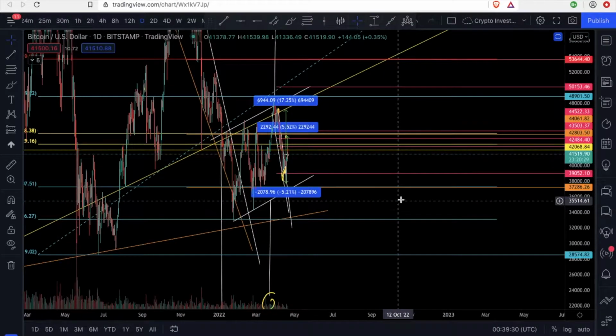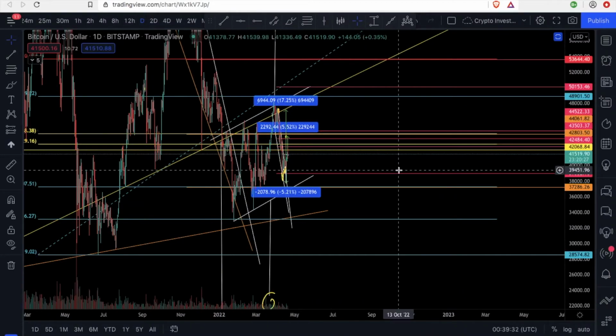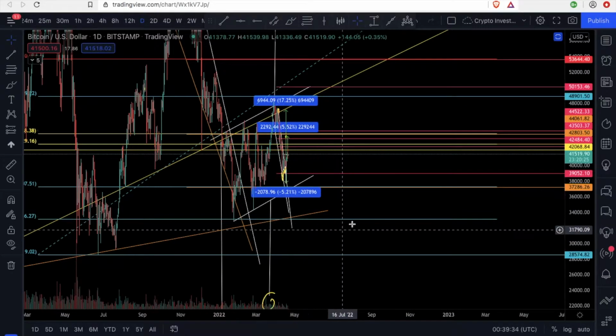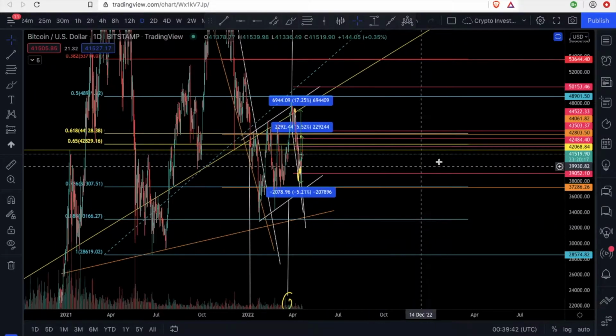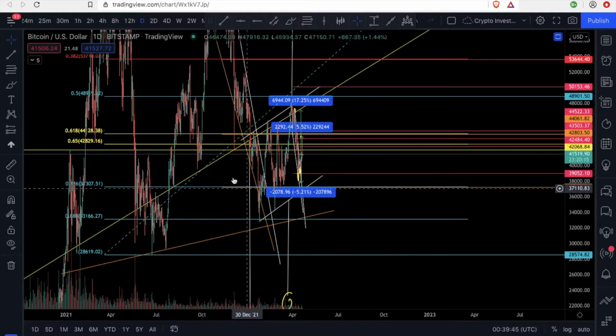And so those lines, what I will do right now is pause the video for a second to delete those lines. Just a second. I'm not going to delete those lines, but I'm going to hide those lines.